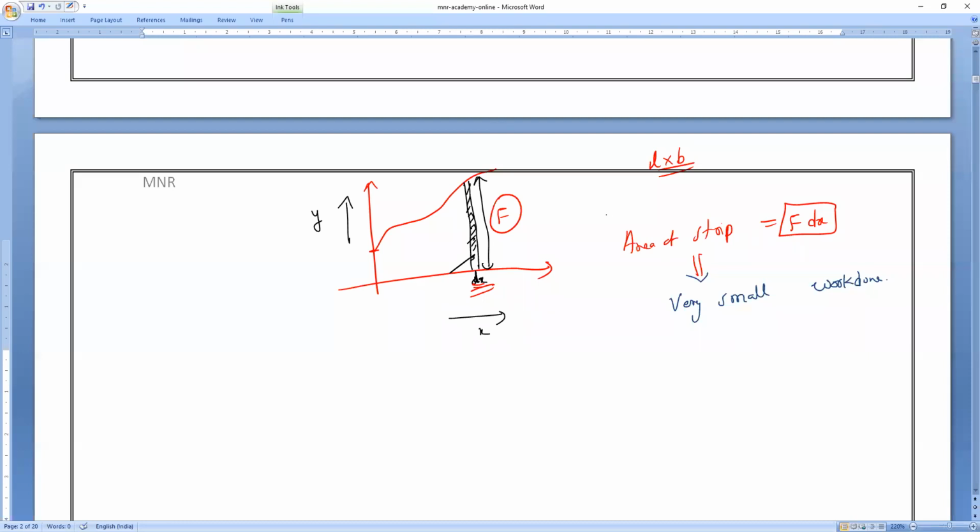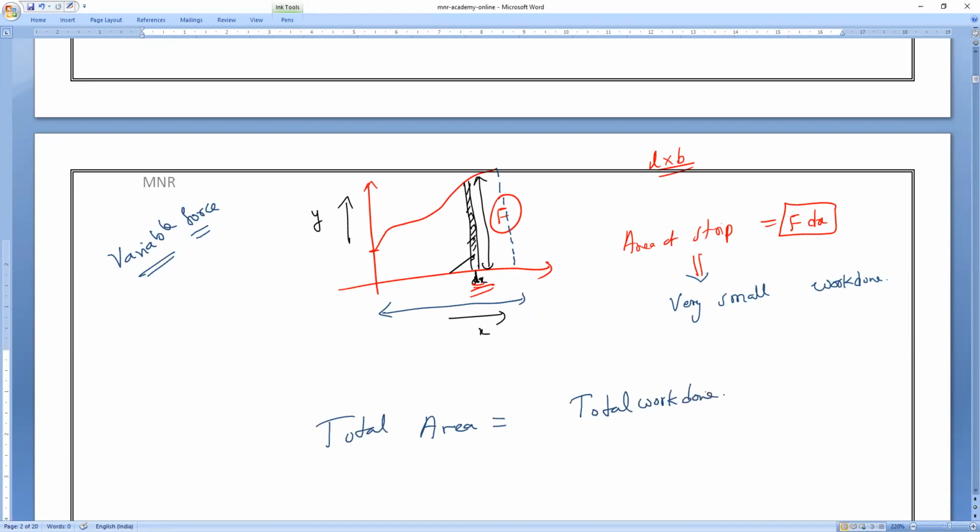Understand? So let me consider till here. The total work done, we all know, is the total distance traveled. Is it a constant force or a variable force? It is variable. F does not remain constant, but we have to find the total area. Why total area? Total area is equal to what? Total work done.